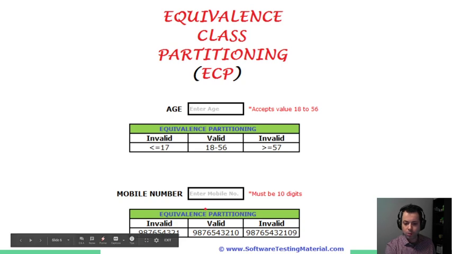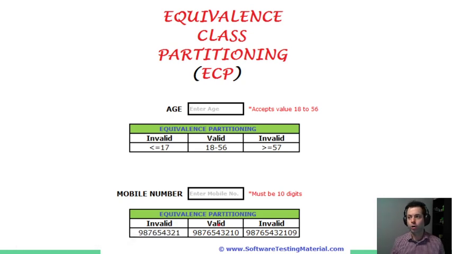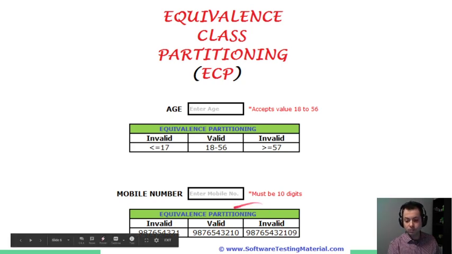Here's another one, mobile number. So your telephone number has to be 10 digits long, right? So a valid case would expect a number that has 10 digits. You don't necessarily care in this case what the values are. You just know it has to have a length of 10 characters. Invalid, maybe it's too large, maybe it's too small.